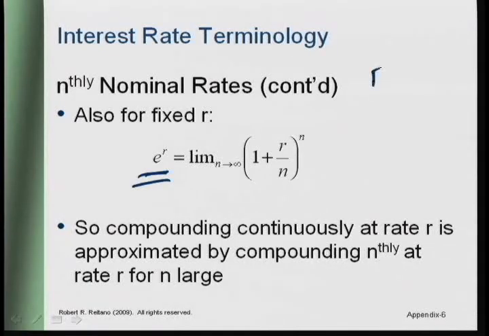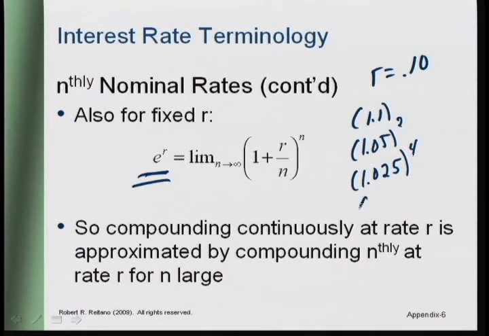If you just take an R value of, say, 10%, and you calculate 1.1, and you calculate 1.05 squared, you calculate 1.025 to the fourth and 1.01 to the 10th. You won't have to let n get too large before you'll see that this is equivalent to e to the 0.10. It converges relatively quickly, and by the time you get to something like 100, you'll get very good accuracy.